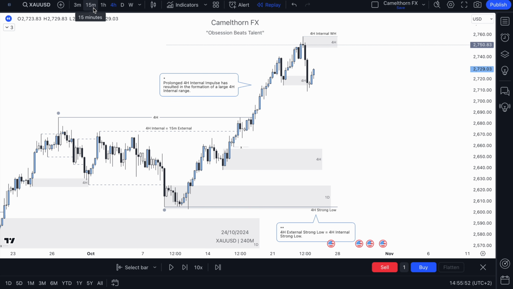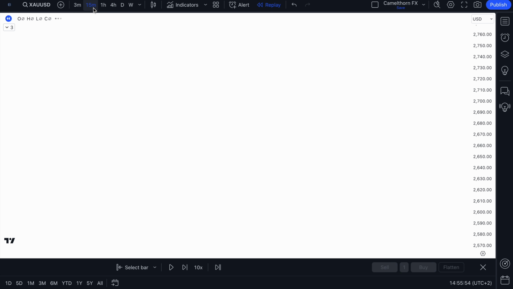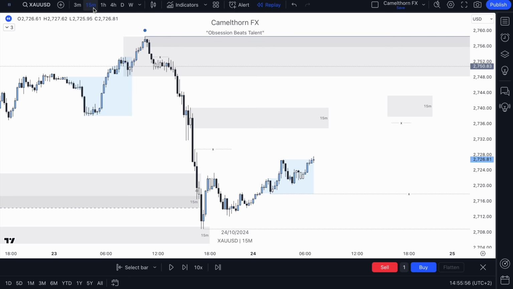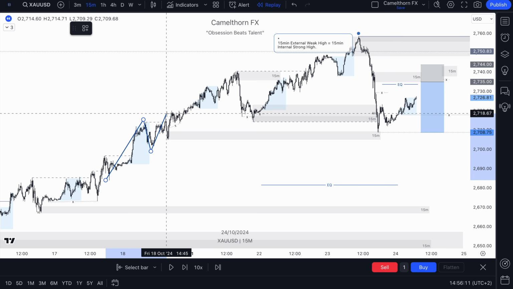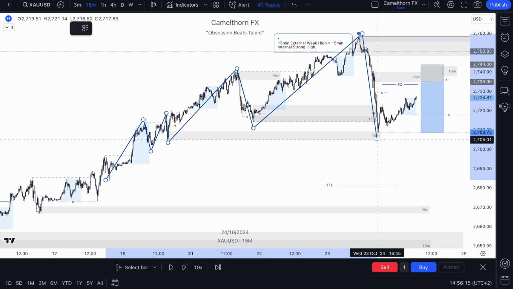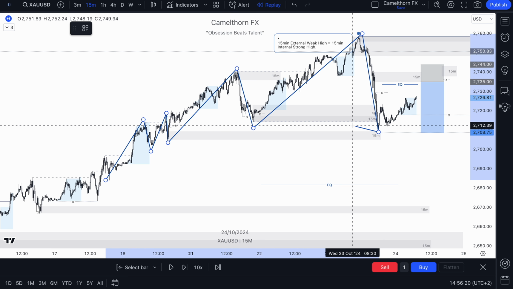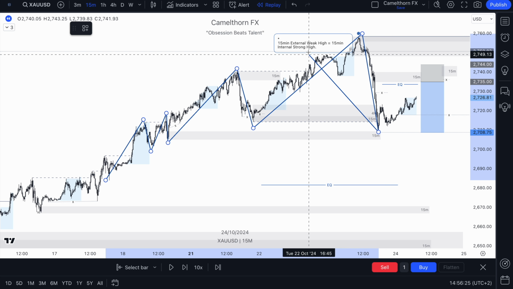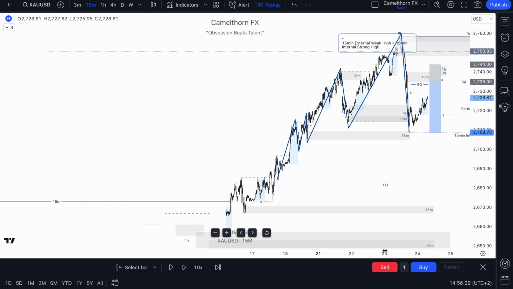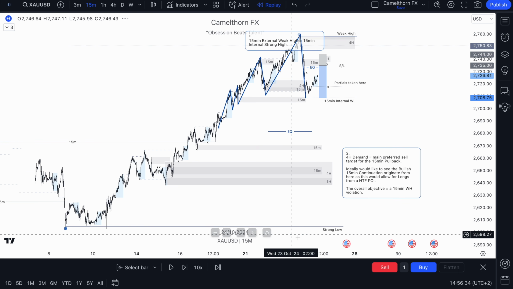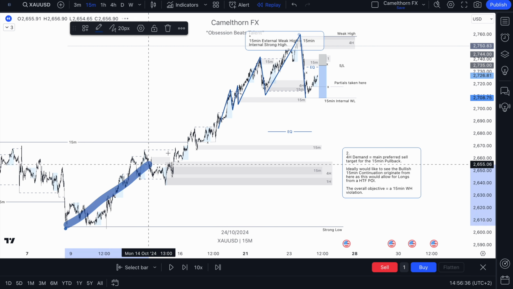If I drop down to the 15-minute time frame very quickly, which is the internal of my 4-hour time frame, we had our internal structure shifting from a bullish market state to a bearish market state in here. And once that 15-minute internal structure shifted after price reacted to this 2750 level, that was the point at which I went ahead and established my new large 15-minute bullish range like so.